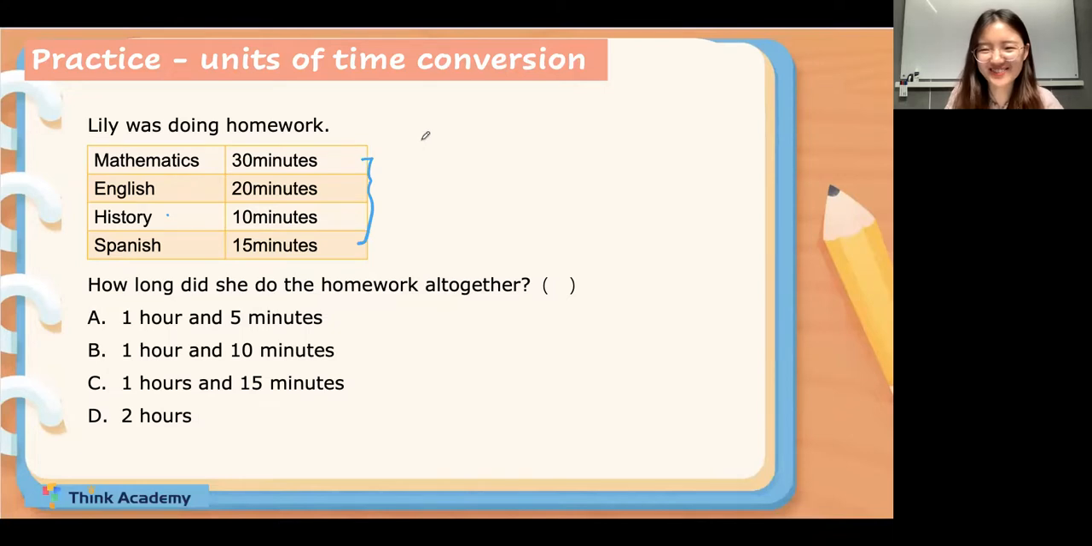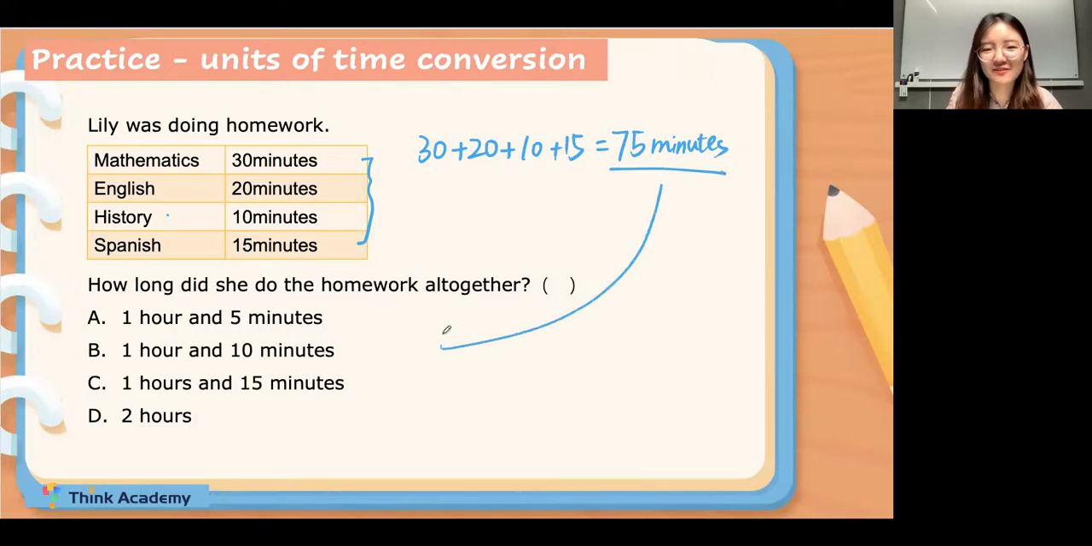Oh, I can see lots of answers. Okay, so for the minutes, 30 plus 20 plus 10 plus 15, and it will be 75 minutes, right? 75 minutes. And we can convert this time to time in hours. Then there is 1 hour in 75 minutes. And if we minus 60 minutes, there will be 15 minutes.